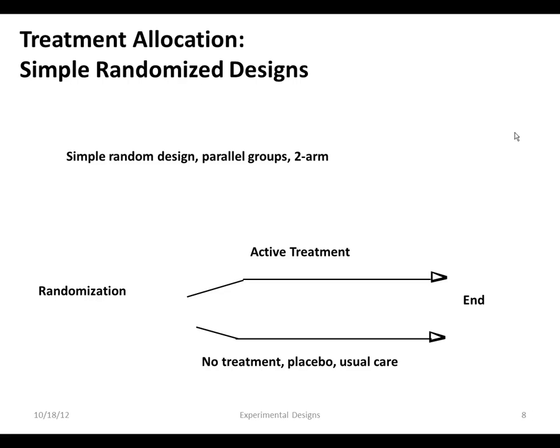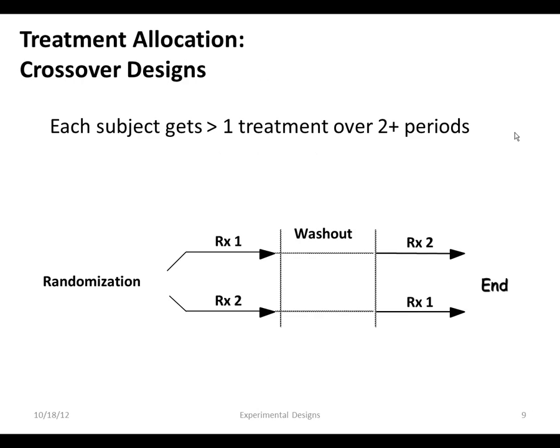So what's a schematic for a typical randomized control trial? Here's a very simple one. We do randomization up front. This is usually after some steps to ascertain eligibility. But once the randomization occurs, one group is getting our active treatment, one group is getting either no treatment or a placebo or usual care, and we follow that group to an endpoint and ascertain differences in effects or outcomes.